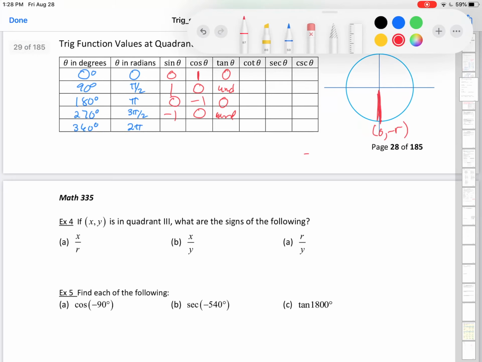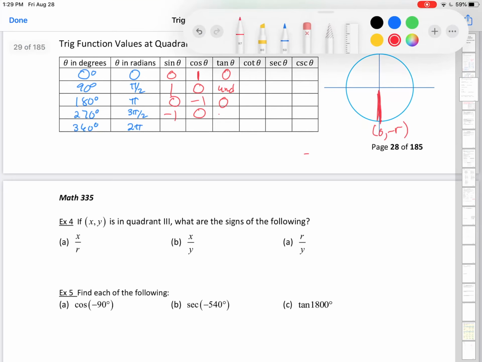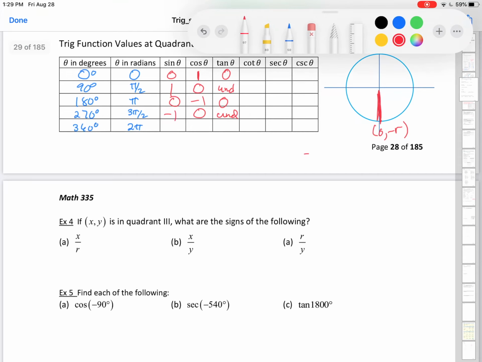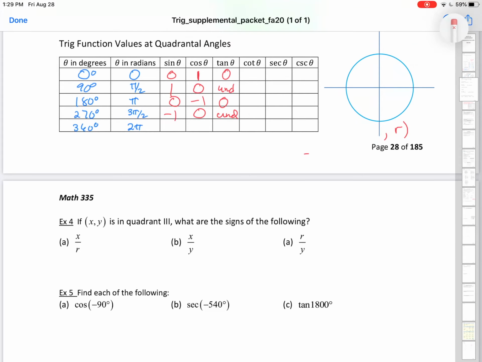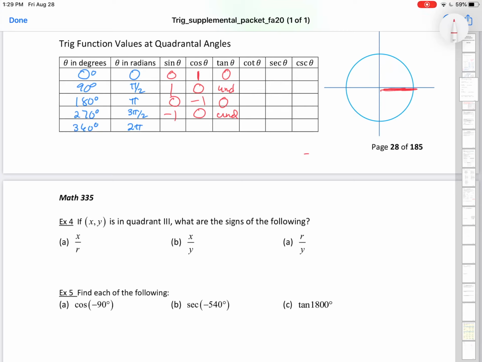That doesn't look so great, so I'll go in here and try to erase it and rewrite it. I don't want to use a 0 with the line through it because that's not super appropriate. I just want to use the word undefined. And then last would be 360 degrees, but that looks just like 0 degrees, so we're going to get the same answers. It's that one duplicated.